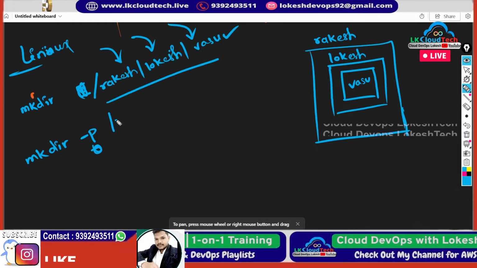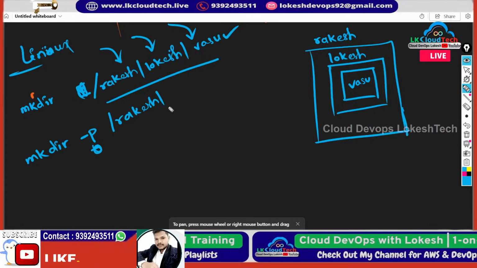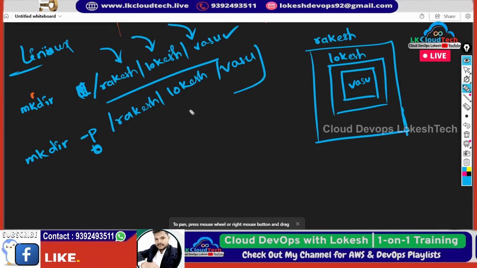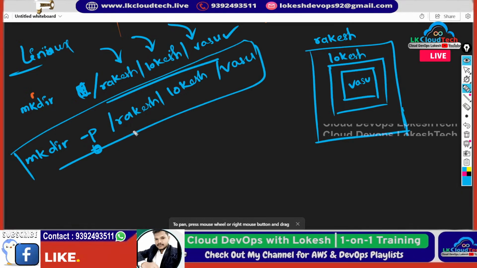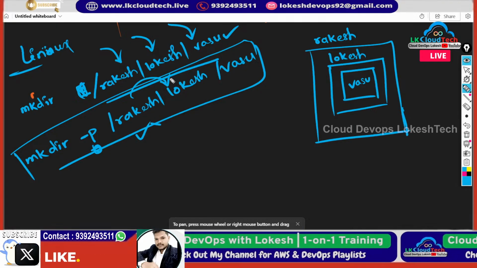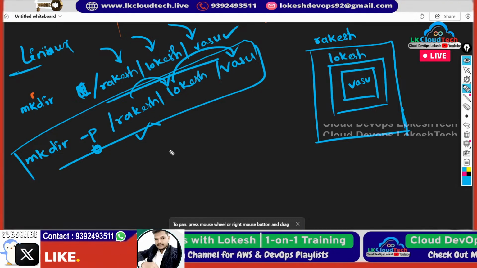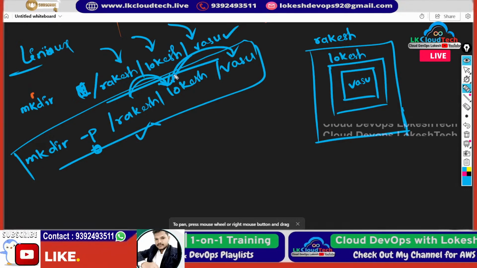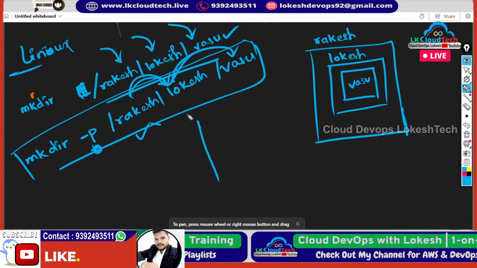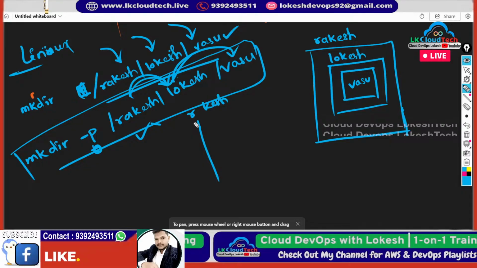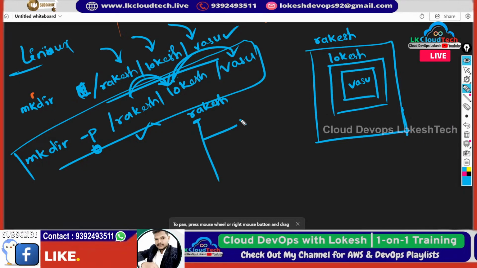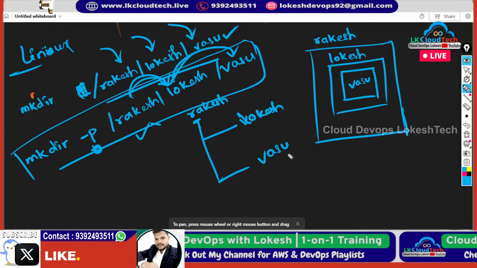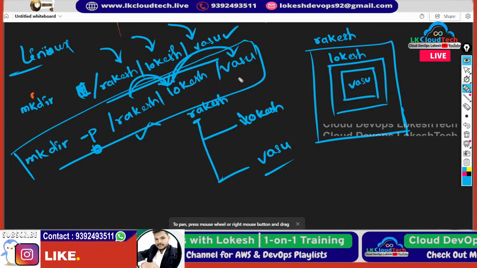After that you have to give the folder like this, Lokesh, and after that Vasu. If you give it like this, it will create Rakesh, inside Rakesh Lokesh, and inside Lokesh Vasu. So there is a directory inside the directory, which means it's nested directories. Rakesh is the main folder. In this Rakesh, you are creating Lokesh and Vasu. This is the structure. Clear? You understood, right?